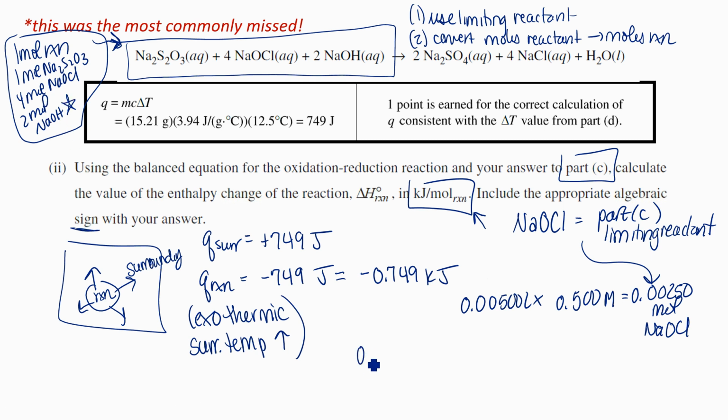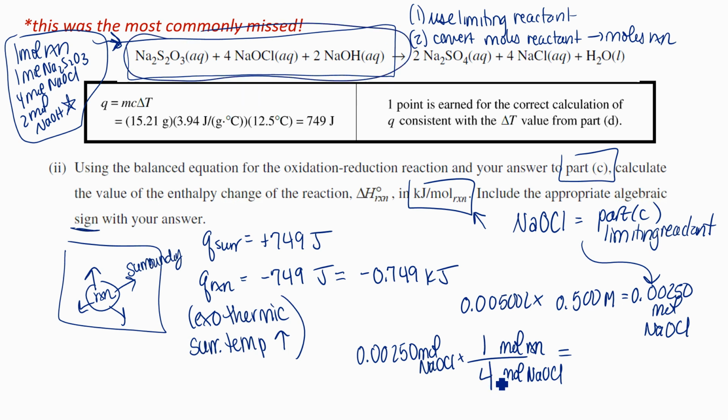So what I want to do here is I want to take my limiting reactant, 0.025 moles of NaOCl, and I want to convert moles of NaOCl to moles of reaction. So in every one of these reactions up here, I use up 4 moles of NaOCl. So the moles of reaction is 0.000625. So it's a quarter of what my limiting reactant is.